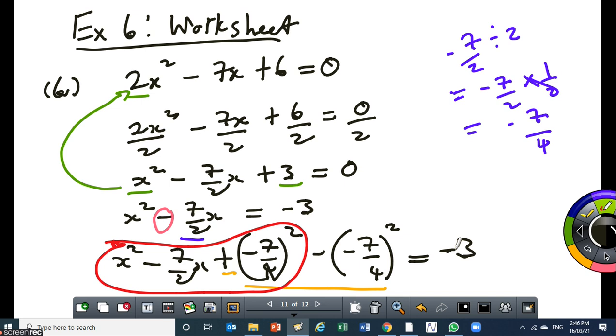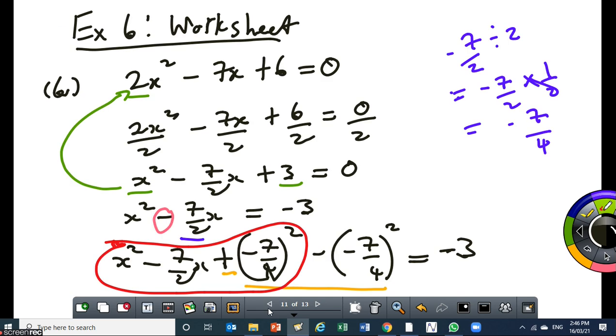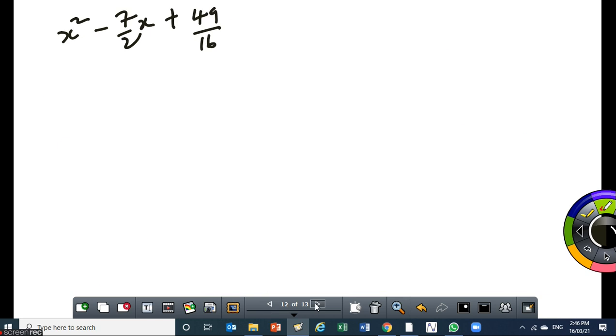So the next step, which I'm going to do on the next page now, is to remove the bracket. So I'll end up having x squared minus 7 over 2x plus 49 over 16. Because minus 7 over 4 all squared will give me minus 7 squared, which is 49, and 4 squared, which is 16. So I'll end up getting that. Minus 49 over 16. This is equal to negative 3.